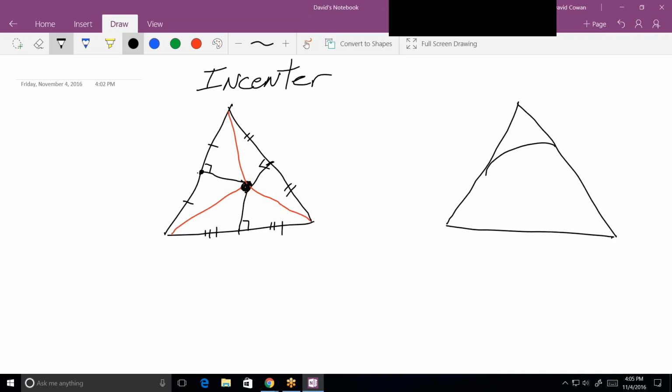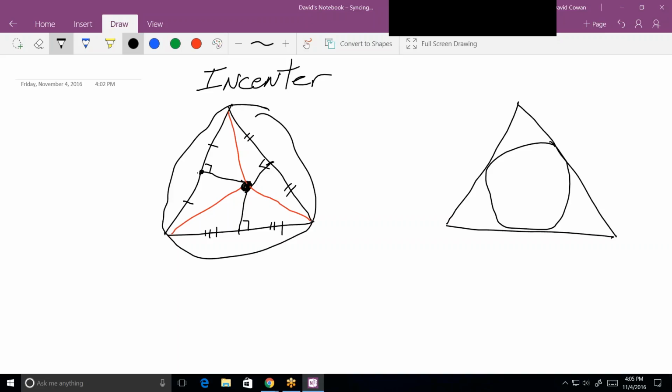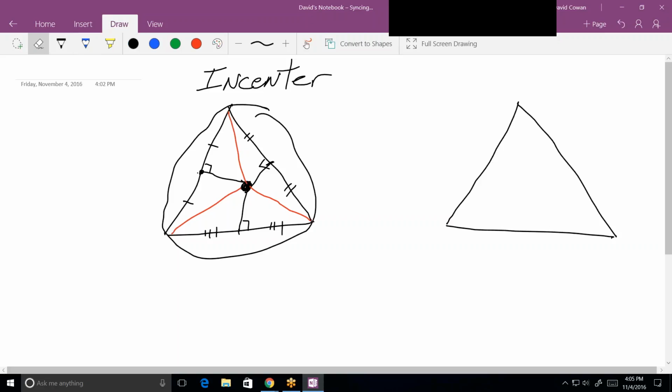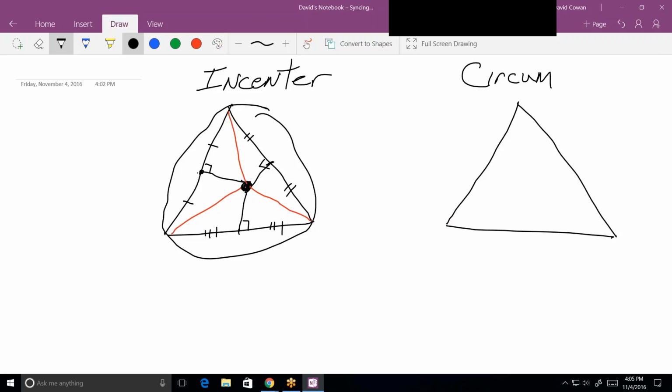If I want this situation where I could have a circle that is circumscribed by the triangle. Remember, in this one over here, the triangle was inscribed in the circle. Well, this triangle is going to circumscribe the circle, and it's going to be called the circumcenter because of that.